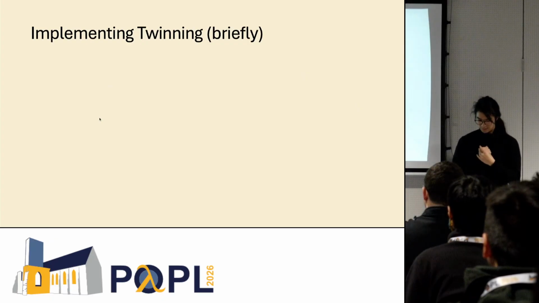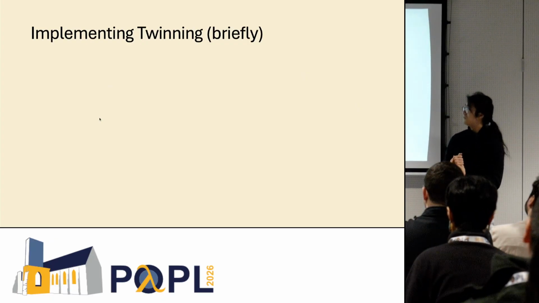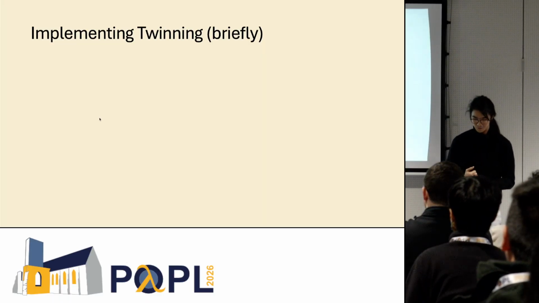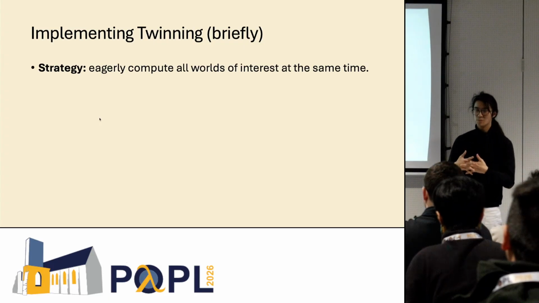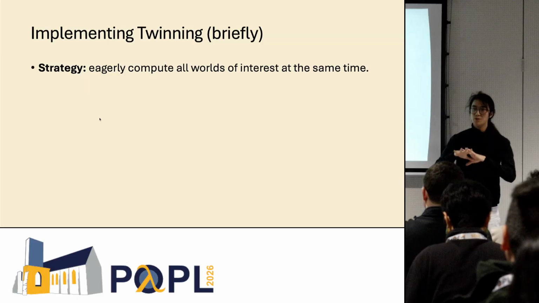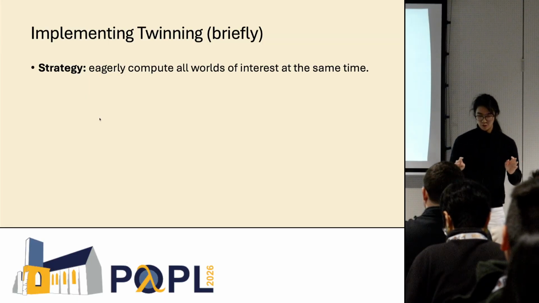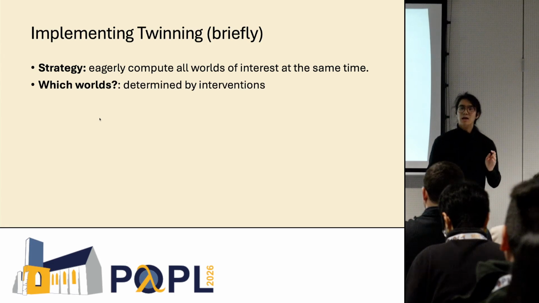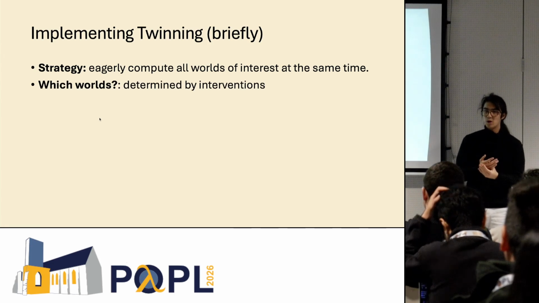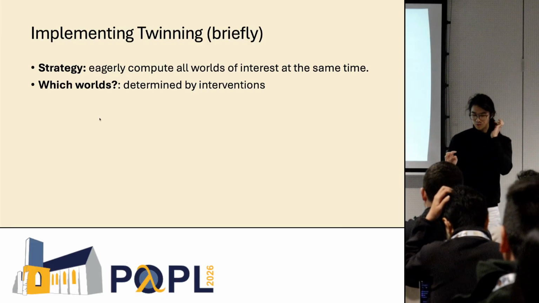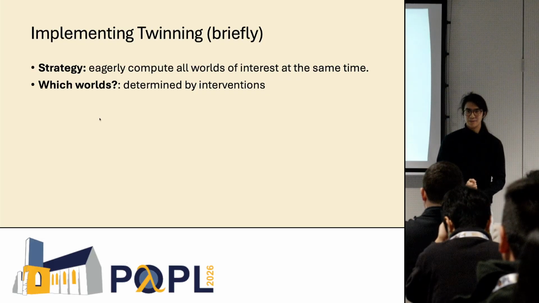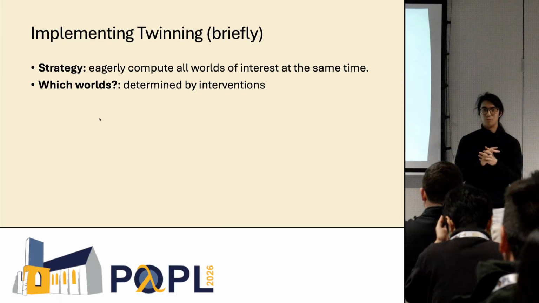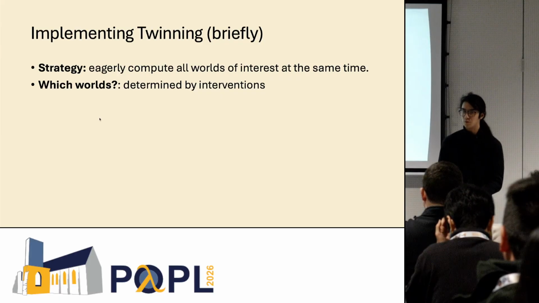So what about twinning? Twinning is a bit more involved, actually, and we don't really have time to talk much about it. But basically, the strategy is to automatically perform twinning by eagerly computing all of the worlds that we are actually interested in at the same time. And the first question, of course, is, what worlds do we want to use? Those worlds will be determined by the interventions. For example, if we have one intervention, then we're interested in two worlds, one factual, one counterfactual. If we have two, we're interested in four, etc.